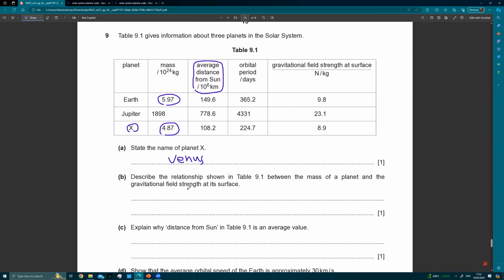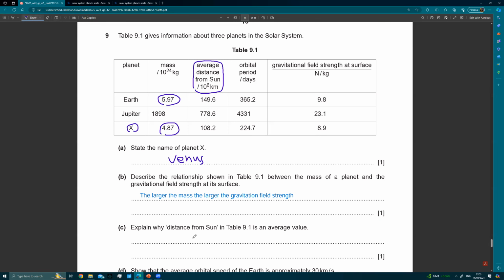Okay, describe the relationship shown in 9.1 between the mass and the gravitational field strength. Well, what we could conclude is the larger the mass, the larger the gravitational field strength, right? Gravity depends on the mass.